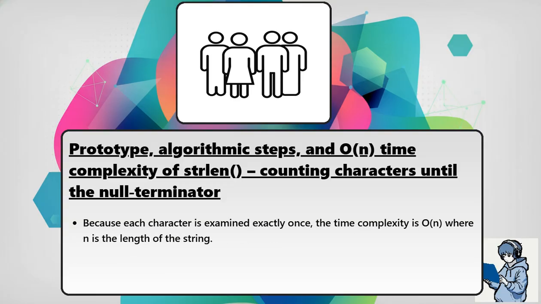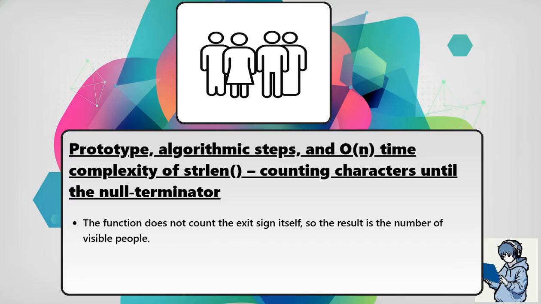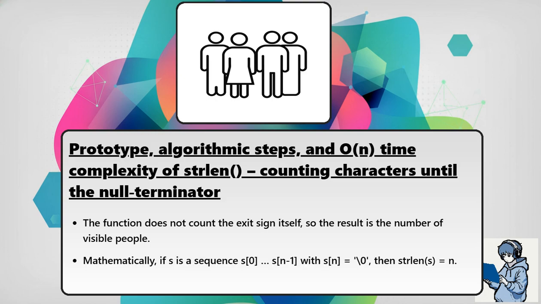Because each character is examined exactly once, the time complexity is O(n), where n is the length of the string. If you picture the string as a line of people waiting to exit a room, strlen counts each person until it sees the exit sign, the null terminator. The function does not count the exit sign itself, so the result is the number of visible people. Mathematically, if s is a sequence s[0] to s[n-1] with s[n] equals \0, then strlen(s) equals n.